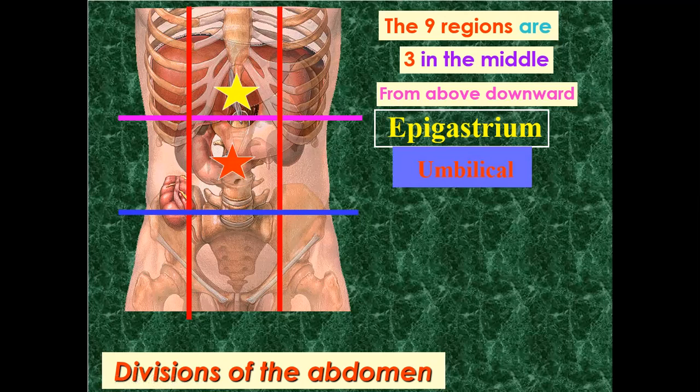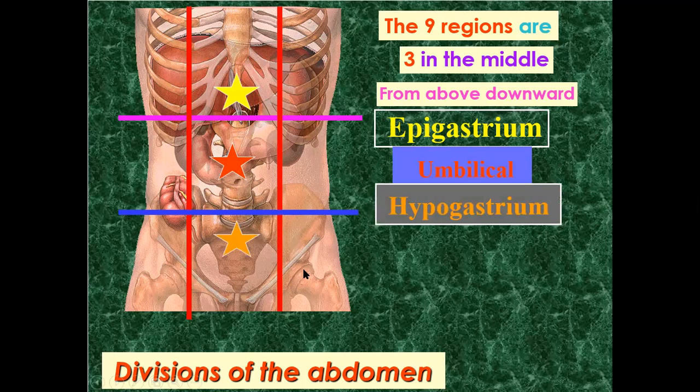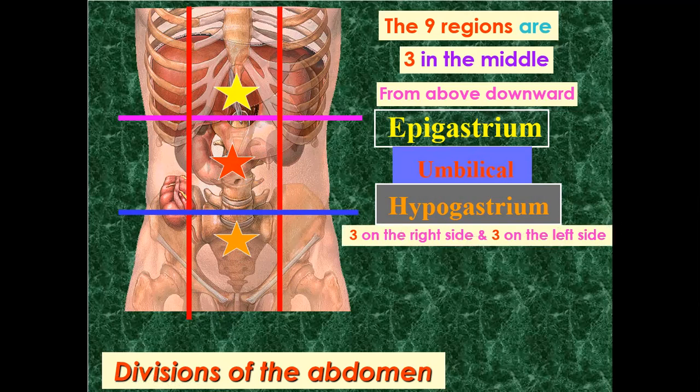Then we have the second region just below the epigastrium. This is called the umbilical region or the umbilical quadrant. Then below we have one more, called the hypogastrium. Epi means above, and hypo means below. So it is below the stomach, so it is called the hypogastrium. Epigastrium and hypogastrium, and in between we have the umbilical region. So these are the 3 regions or quadrants in the middle part of the abdomen.